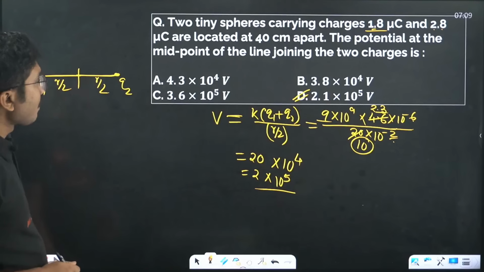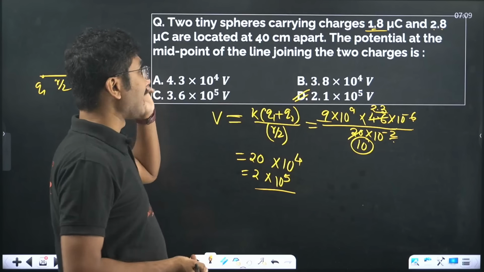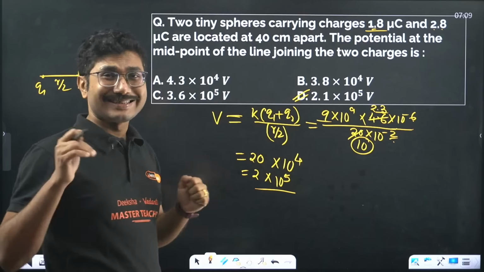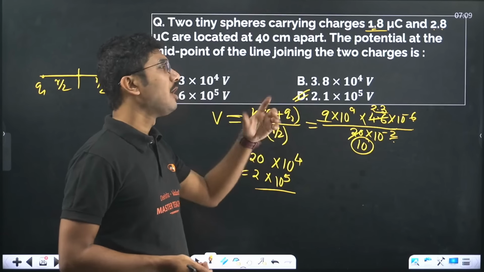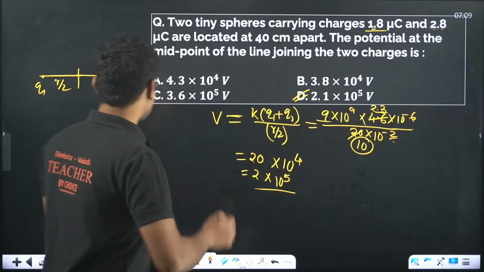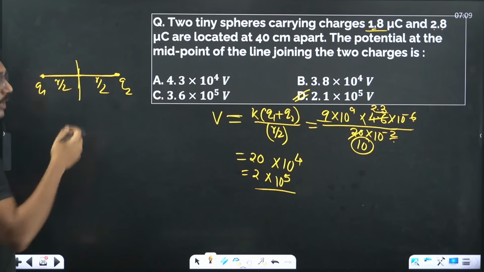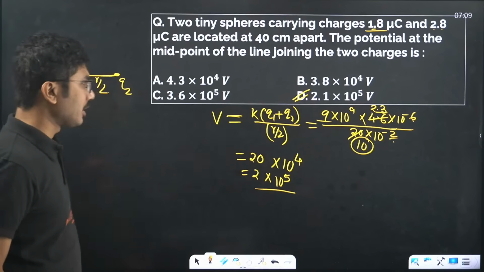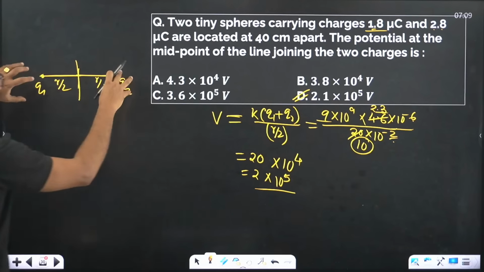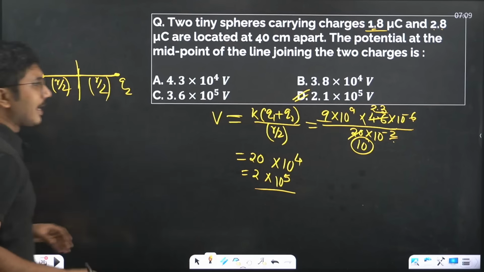Okay. Two tiny spherical spheres carrying charges are located at some distance. Find the potential at the center. If they ask you potential at the center, basically you can use this shortcut formula, or you can calculate directly. Charges are known, distance is known. You can directly calculate the individual potentials and add them, or you can use the shortcut formula, which is basically addition of the charges divided by half the distance.